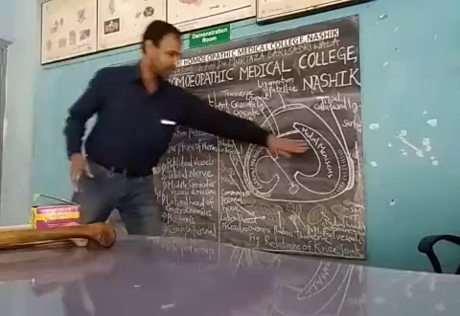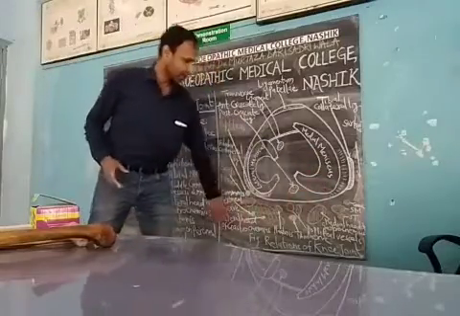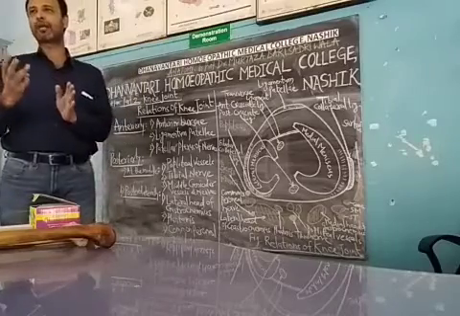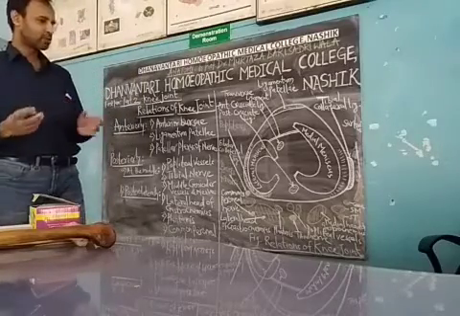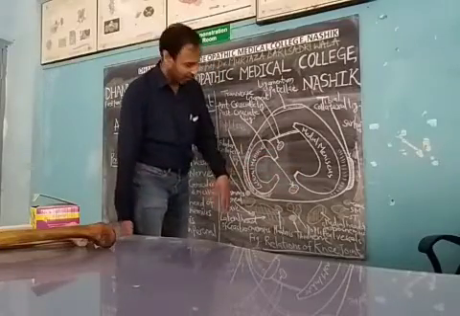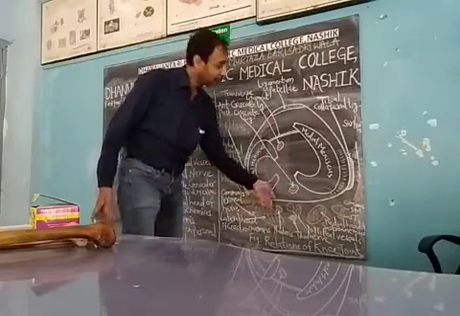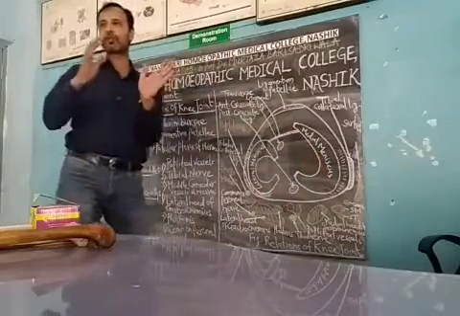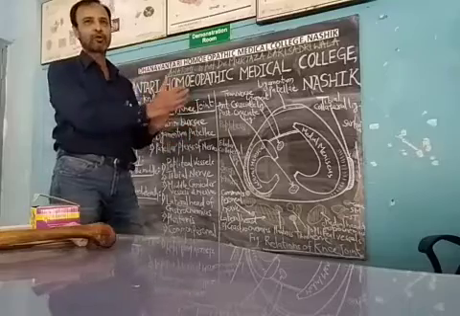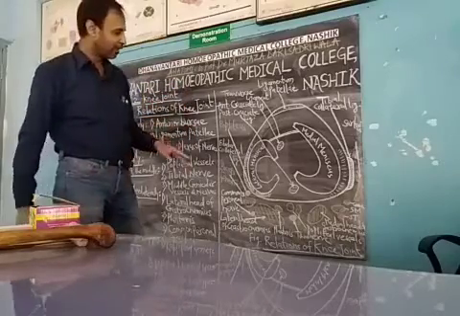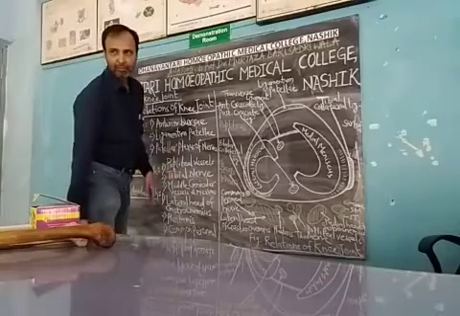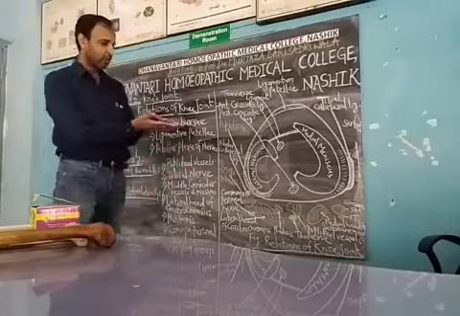Now the posterior relations. Here we see all the posterior relations. For our convenience we will divide the posterior relation into three parts: exactly in the middle, behind the knee, then posterior lateral and posterior medial. Because the relations are many, this division is convenient: what is in the posterior lateral, what is in the posterior medial, and what is in the middle.